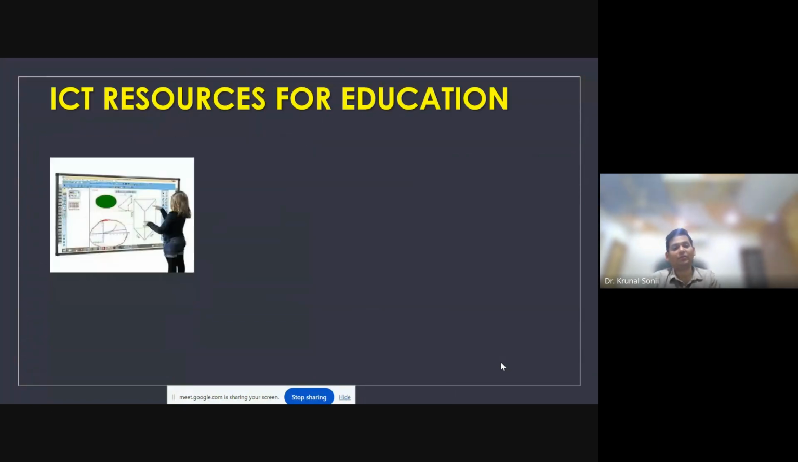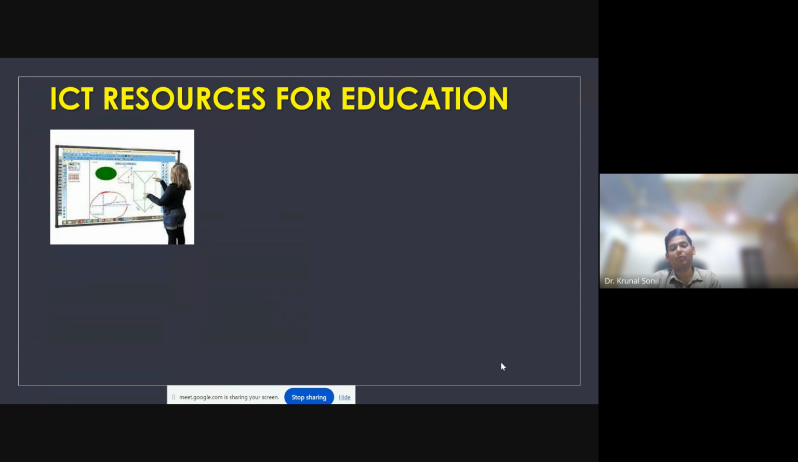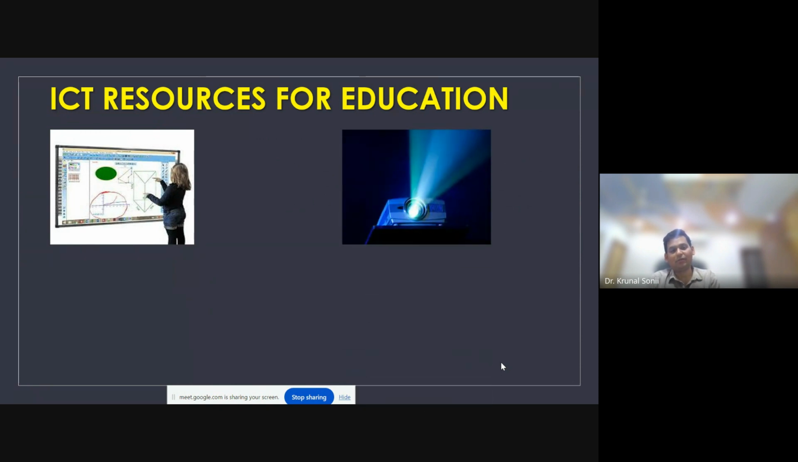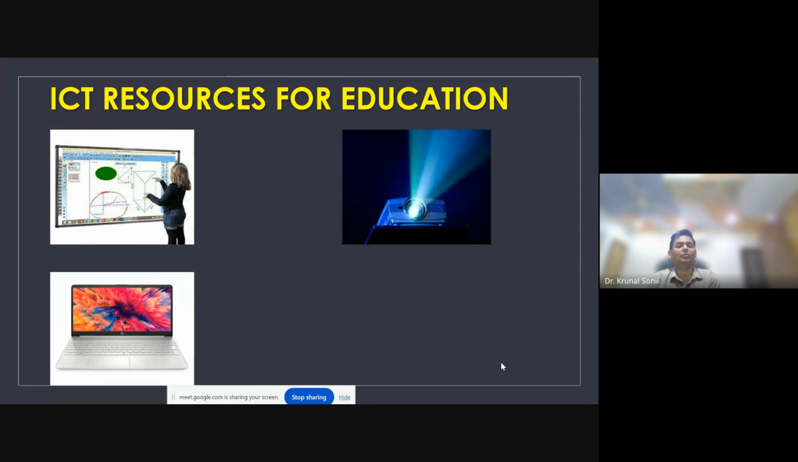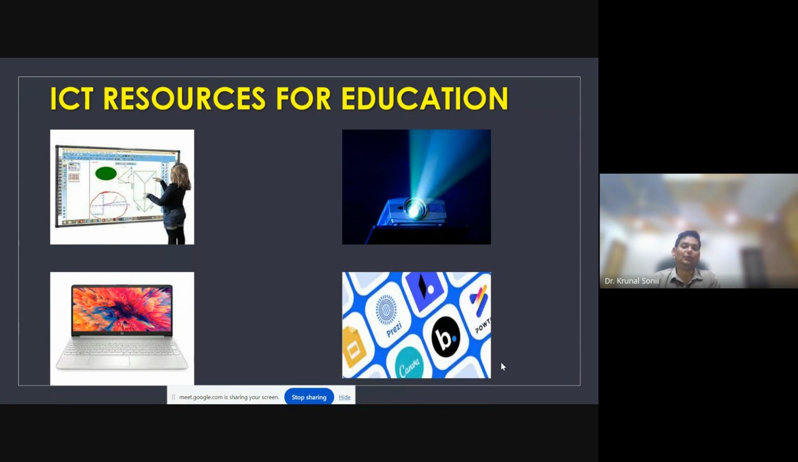What are the resources for education? Basically, you need a monitor and a projector at your higher education institute for the quality teaching learning process and smoothness of this particular process. You should have the laptop and you should have the software, right? So in a nutshell, these are required as part of ICT resources for education.